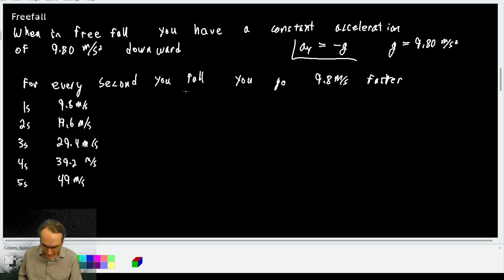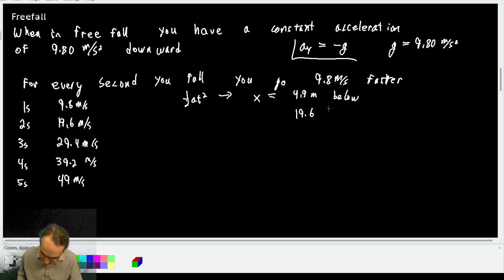Well, we can use one of the kinematic equations, one half a t squared, to figure out those distances. So how far you would have fallen: you would be 4.9 meters below after 1 second. After 2 seconds, I'm kind of just making rows here. 4.9 times 2 squared, that's 4.9 times 4, that is going to be 19.6. So you would be 19.6 meters below.